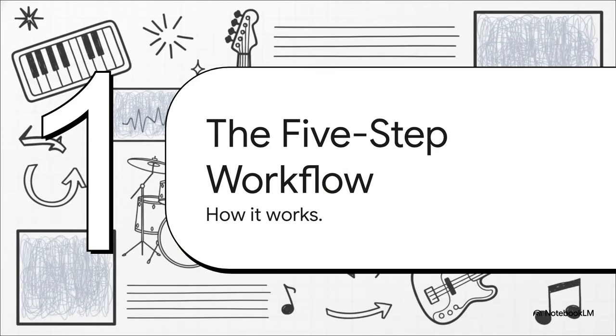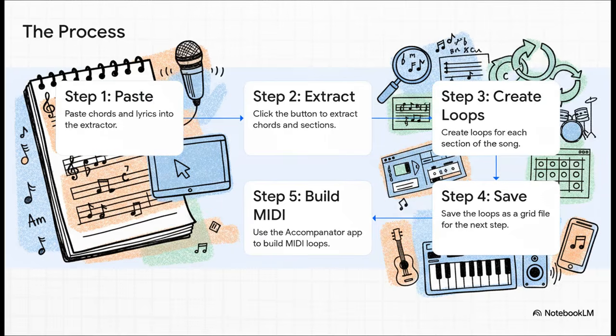Okay, so how does it actually do its thing? The whole process is incredibly simple. It's basically a 5-step workflow that will take you from a page of text to a usable music file in just a couple of minutes. The entire process is laid out right here. You just paste your text, extract the chords, organize them into sections, like verse and chorus, save that structure, and then use a companion app to generate the actual music. It's just a really clear, logical path from A to B.